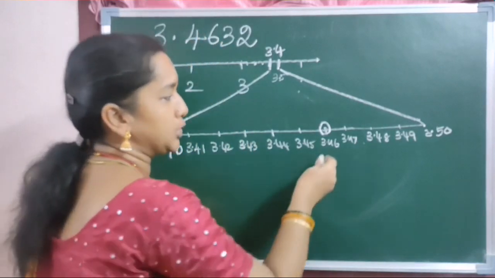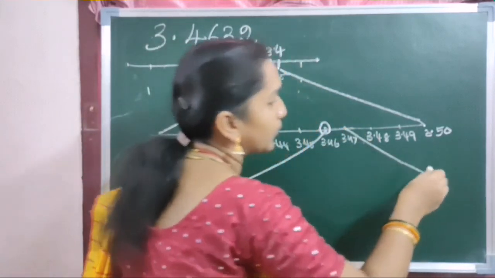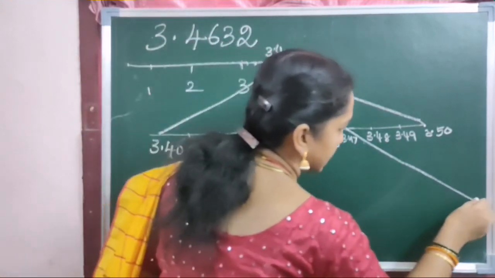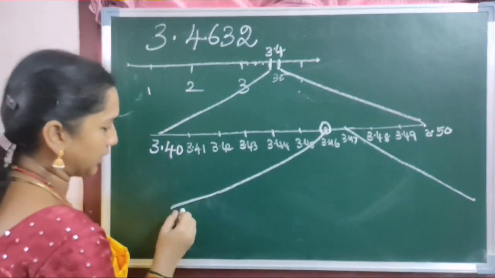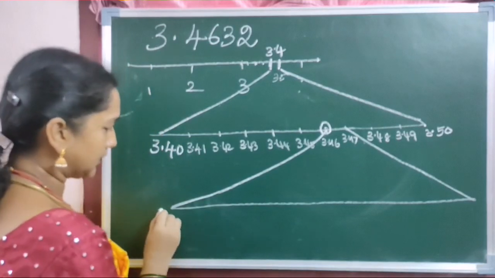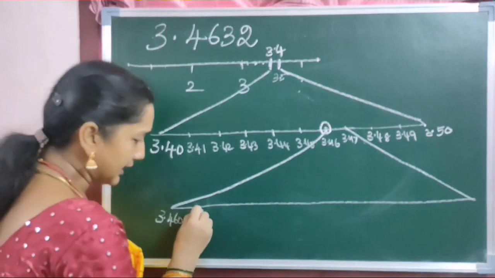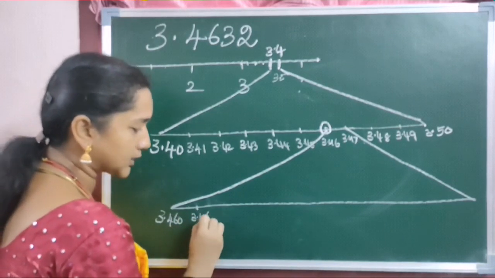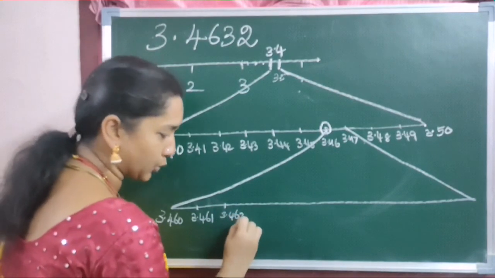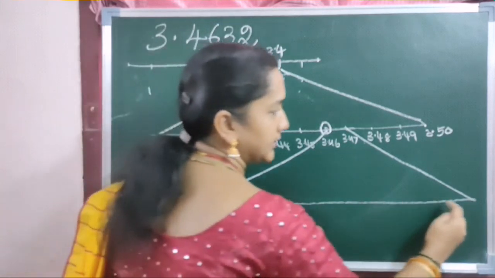So 3.463. That will be between 3.46 and 3.47. Enlarge this like this. First, you draw a number line. Simple way to represent. So this one is 3.460. Then the next point is 3.461, then 3.462, then 3.463. Like this you have to continue.